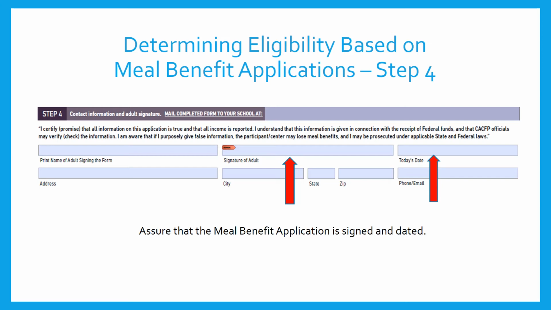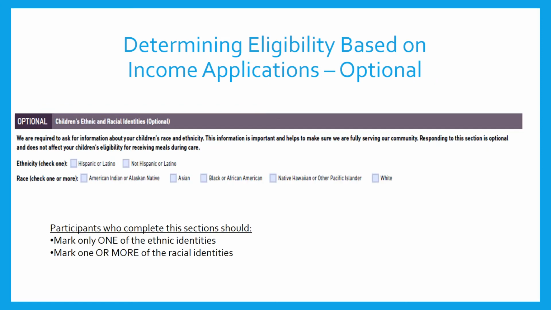Please be sure that the application is signed and dated by the adult household member completing the application. If this step is skipped, this application would be considered incomplete and would have to be returned to the household for completion. The optional section listed on the back side of the meal benefit application asks for the children's ethnic and racial identification and does not affect the eligibility determination of any participants.